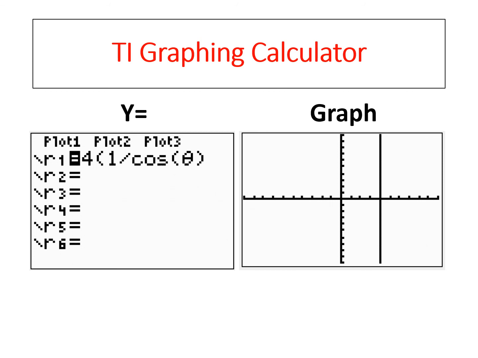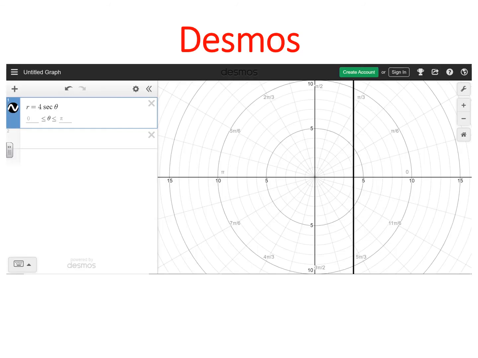If you are using Desmos, this looks a little small, but I was trying to get it where you could see the graph as well on polar graph paper. So I typed in r equals 4 secant theta. And if you're trying to figure out how to get theta, you literally type theta, and it will pop up the theta. Same thing here for my theta min and max.